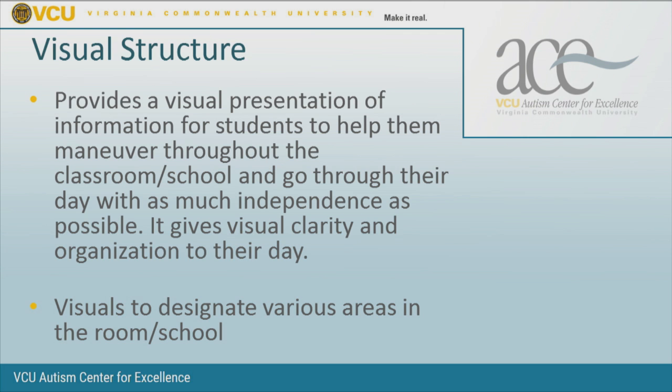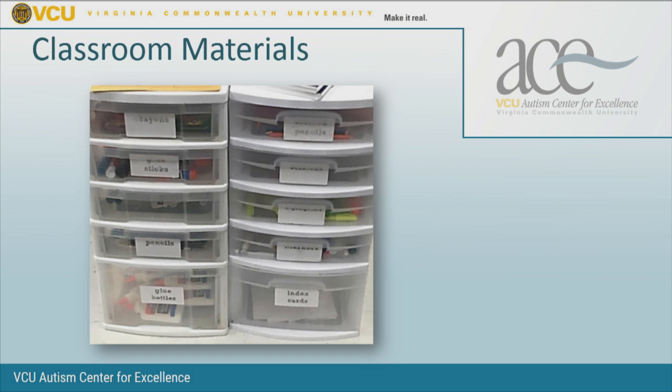Visual structure. Having visual structure in your room provides a presentation of information for students to help them maneuver throughout this classroom and school and go through their day with as much independence as possible. It also gives clarity and organization to their day. Visuals designate various areas in your room and school. Here's an example of using written words to organize classroom materials. By doing this, students know exactly where to find what they need throughout the school day and can be more independent rather than seeking out adults to help them get materials.